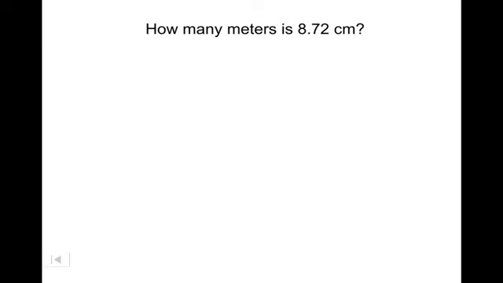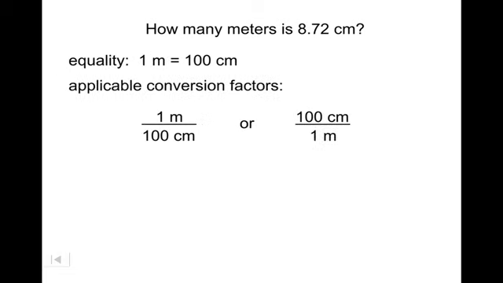Let's do another one. How many meters is 8.72 centimeters? Again, your equality is 1 meter equals 100 centimeters. So you could write 1 meter on top with the 100 centimeters on the bottom, or 100 centimeters on top with 1 meter on the bottom. Then you'll begin with what you were given. Always what you were given is your starting factor, 8.72 centimeters.